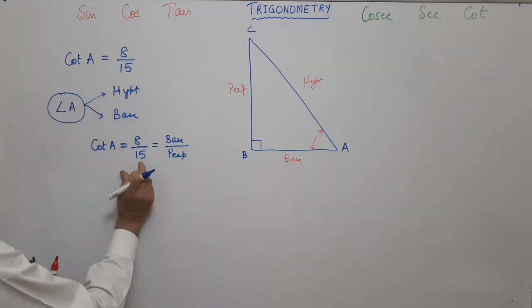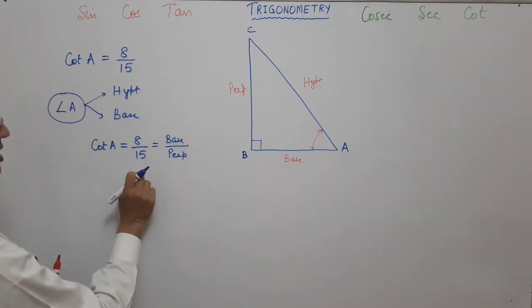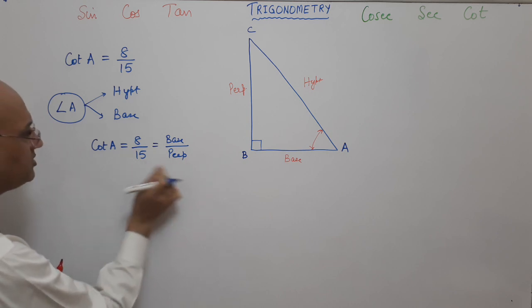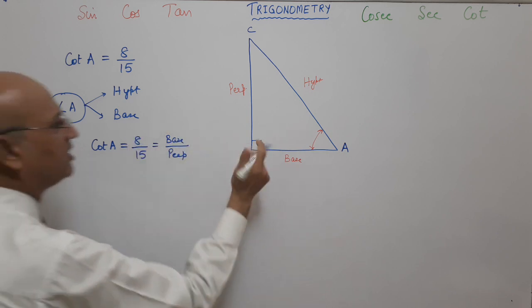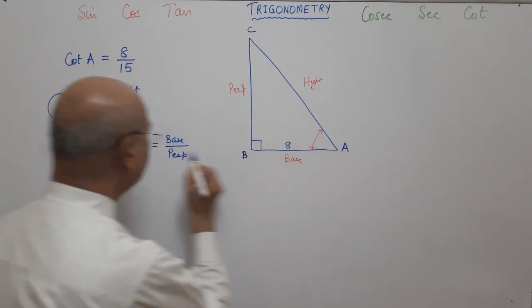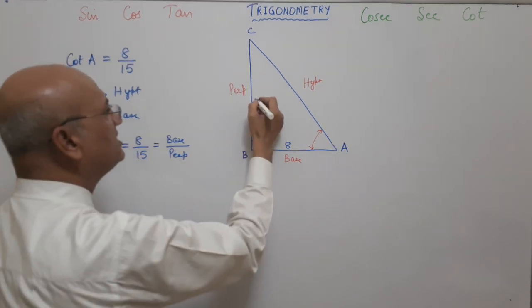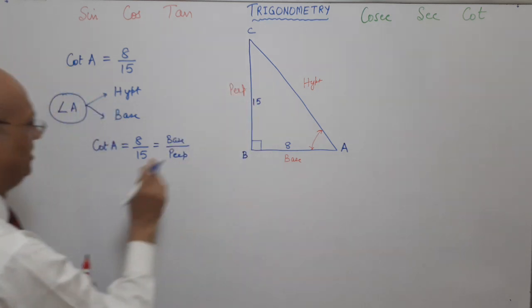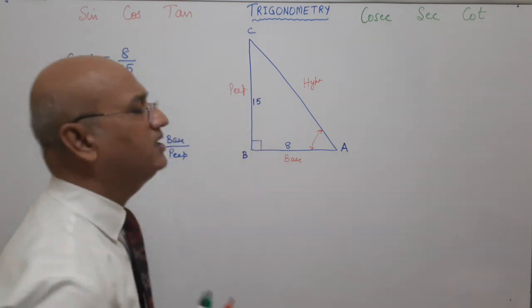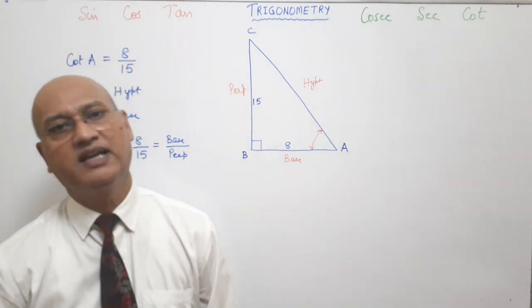Now with this we conclude cot ratio is base upon perpendicular. So compare these two values. Base will be 8, here you can write base, it is 8, and perpendicular it is 15. With this we can write the values of two sides of a right angle triangle.